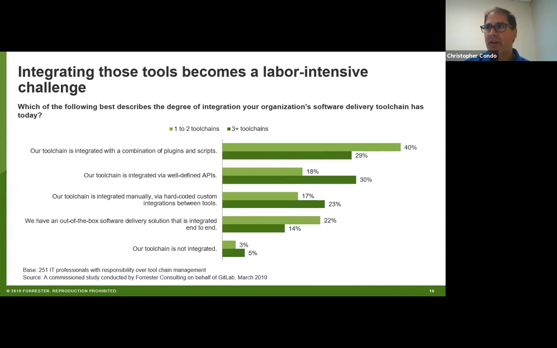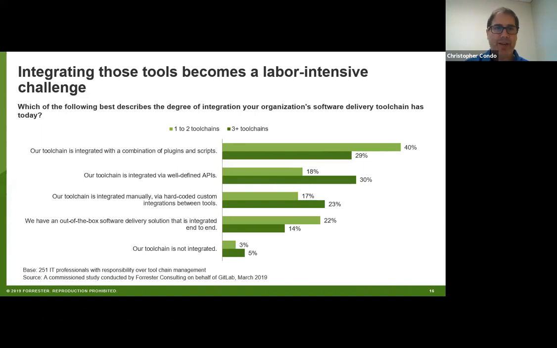Or our toolchain is integrated by well-defined APIs. Again, that's a nice way to do it. You plug it together, but the percentage drops precipitously, right? And then our toolchain is integrated manually via hard-coded custom integration tools. Well, you can take number 3, which is 23%, and then the first one, 29%, add those together, because those two things fall squarely on the backs of the developers.